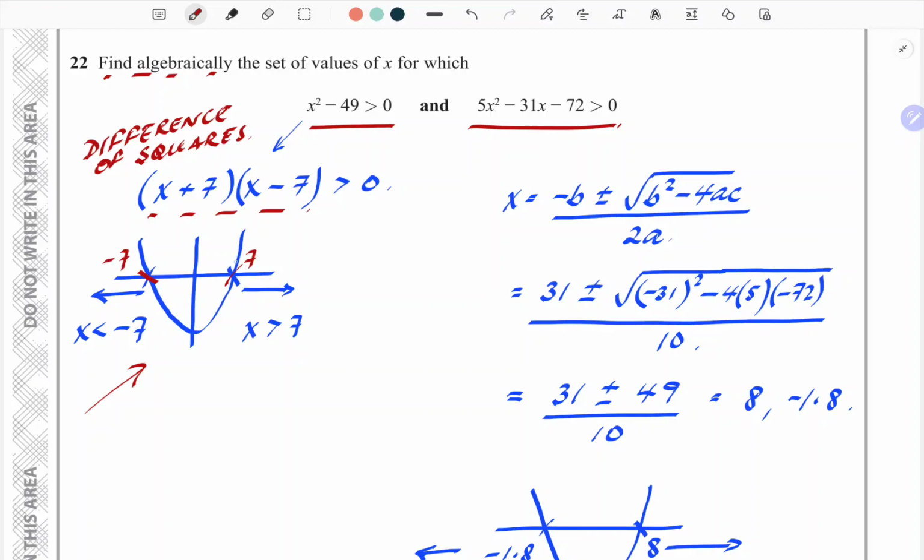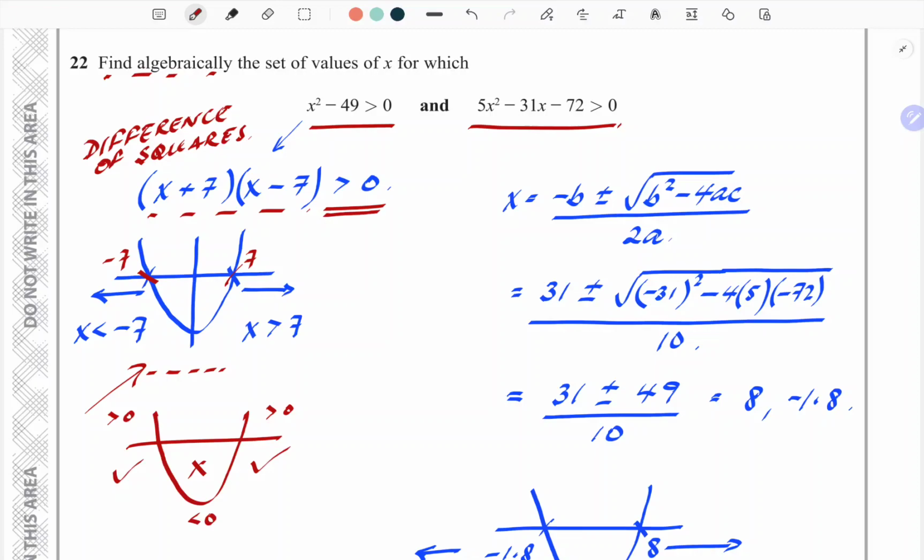We want the bits of the graph which are greater than 0, in other words, above the x-axis. All right. So anything in between the two, they're below. So we don't want the bit in between. So in other words, we want that, we want that, we don't want that. All right, that's greater than 0. This bit is greater than 0. That bit is greater than 0. This bit in the middle is less than 0.